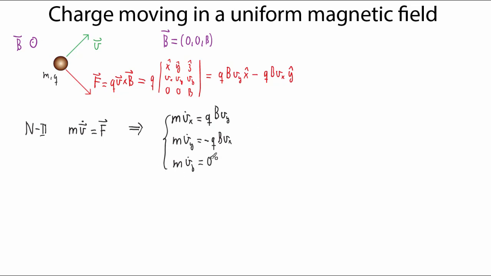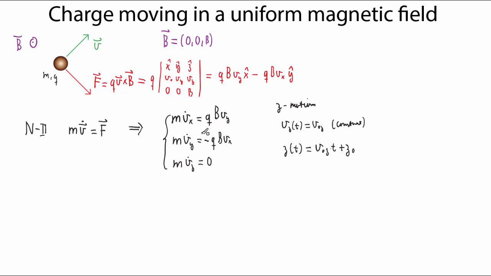We can see here that the z motion is pretty easy to solve for. We simply get that Vz as a function of t is a constant, which we're going to call V0z. That means then that the motion in z is just uniform velocity, V0z times t plus some z naught. We're then left with solving the problem in x and y.